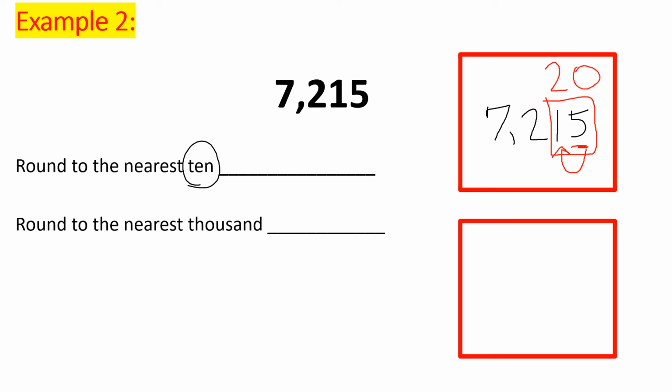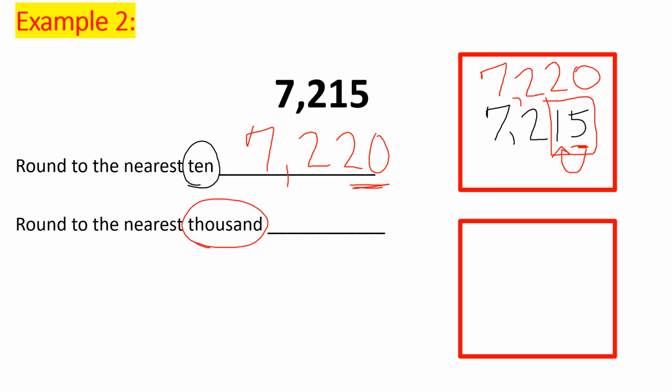All right, but I can't leave it as a 20. I have to add my 2. I use my comma and then my 7. So notice this is going to go right here, 7,220. See that 20 right there? That's the nearest 10. Now I also want to do the nearest 1,000.